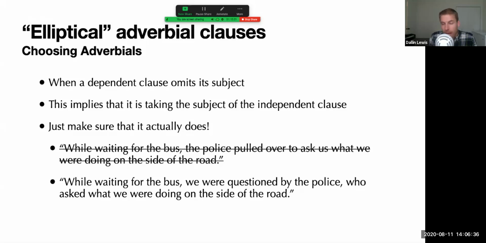You either want to add the subject to the sentence, and we could say, while we waited for the bus, or you need to change the subject of the independent clause to match the implied subject of the elliptical clause. While waiting for the bus, we were questioned by the police, who asked what we were doing on the side of the road. Now, you might be wondering, wait a minute, what's this final clause here? Is this an adverbial clause? It's not. It's actually an adjectival clause. We're going to talk about that next time.